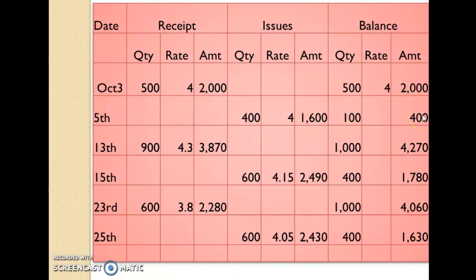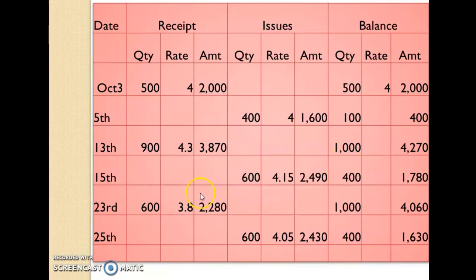Next, we have 13th October. On 13th October, there is a receipt of 900 units at the rate of 4 rupees 30 paise. So by multiplying this, we get the answer 3870. We can record this entry in our balance column also: 1000 units, and 400 plus 3870 is 4270. Okay, right. Now we are at the issue.